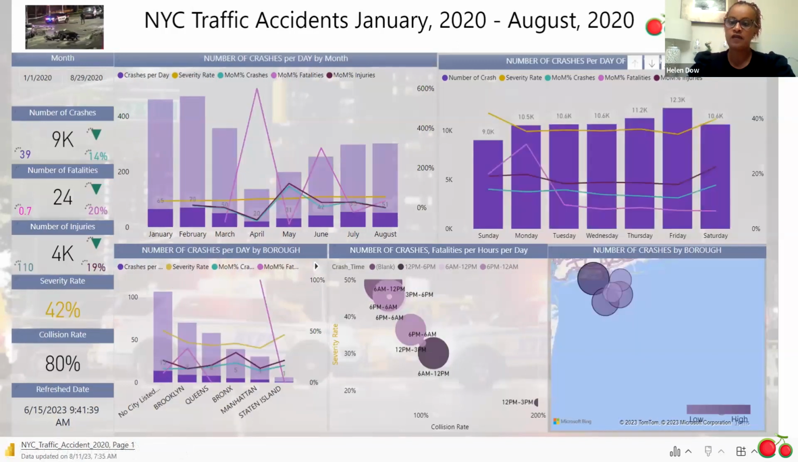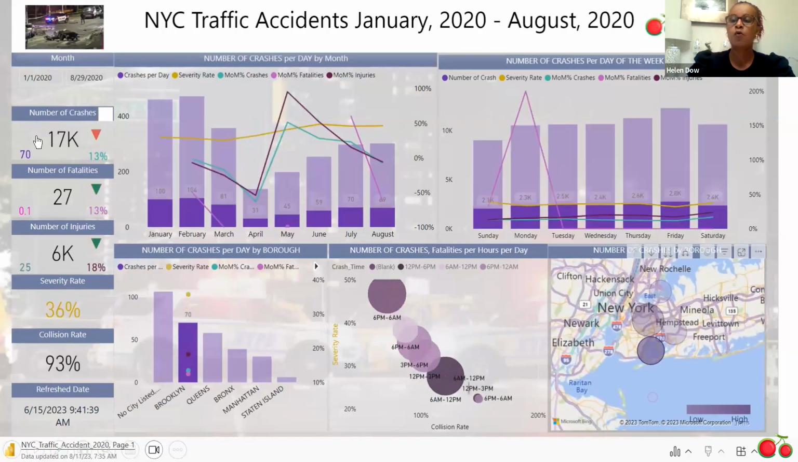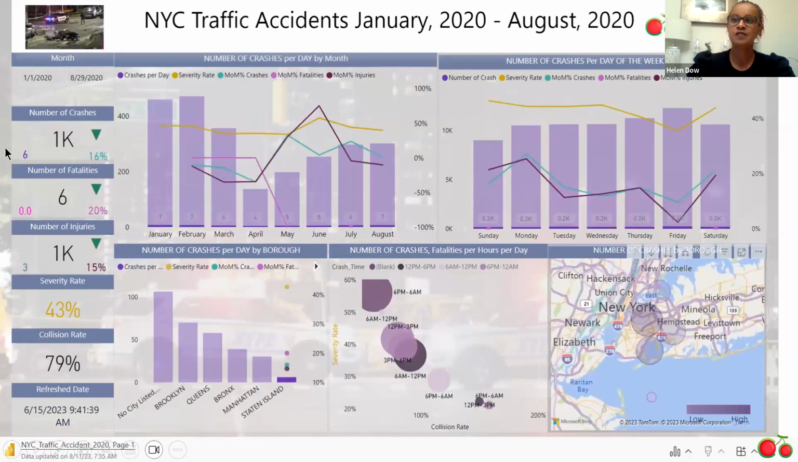Another negative insight I found was that Brooklyn has the highest number of crashes per day, which was approximately 70 crashes per day, compared to Staten Island, which was 6 crashes per day. Brooklyn was approximately 1,066.67% higher than Staten Island.